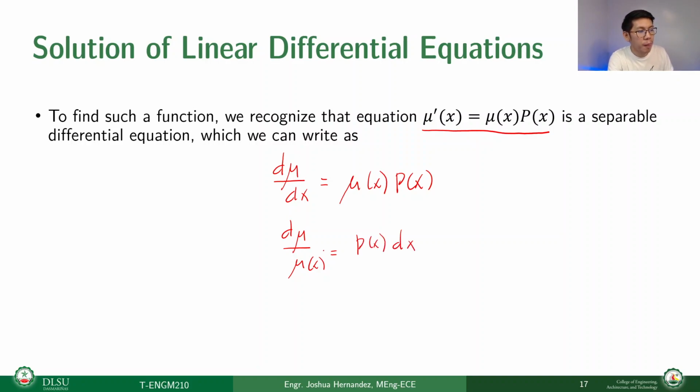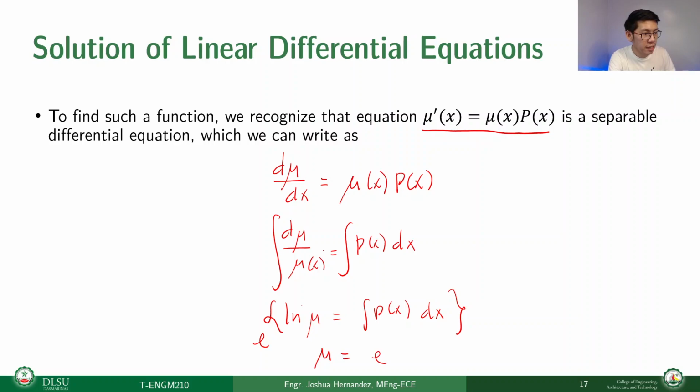Now, we can solve this by integrating, and we're going to get ln μ equals the integral of p of x dx. If we raise both sides to e to cancel our natural logarithm, we get μ equals e to the integral of p of x dx. Another very important equation that you need to take note of. This is our second important equation, which is the integrating factor.